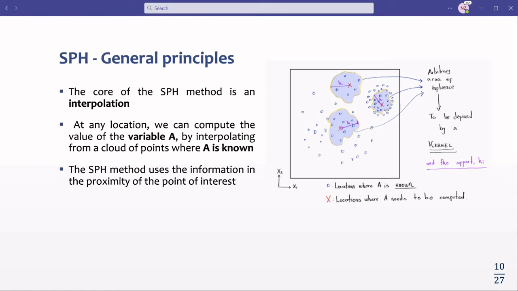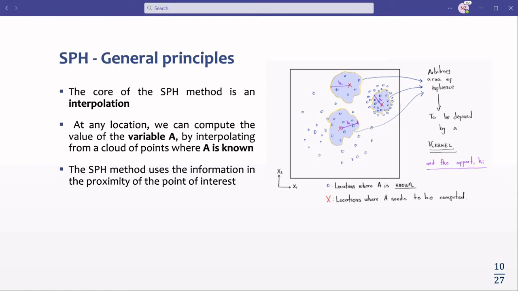So maybe you already have an idea. I want to reinforce that by saying that the core of the SPH is an interpolation. So we can look at the picture to the right, which is a sketch of a domain. And that domain is full of locations where we know some properties, or where we know a property A. Those points are the blue circles. But also we are interested in computing that property A in other locations that are the red X.